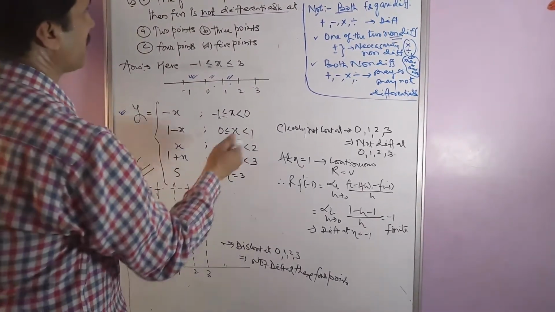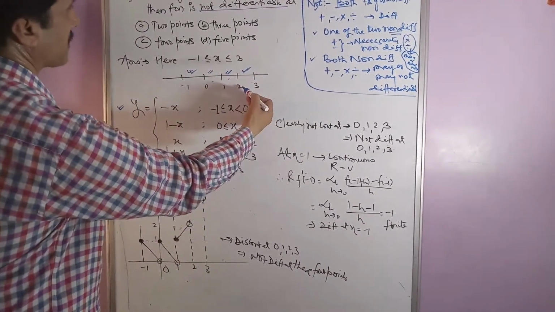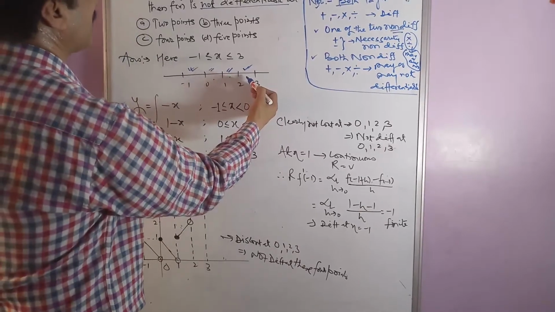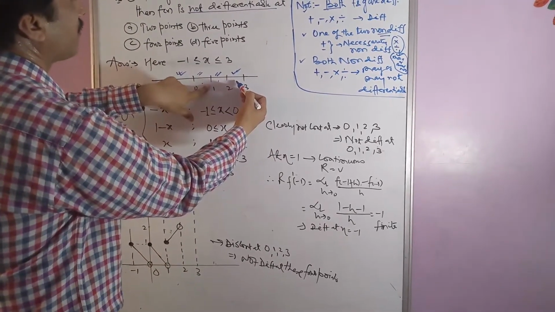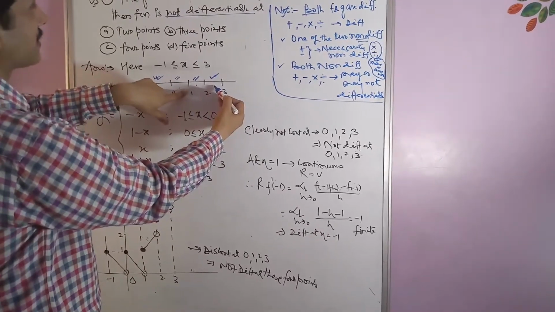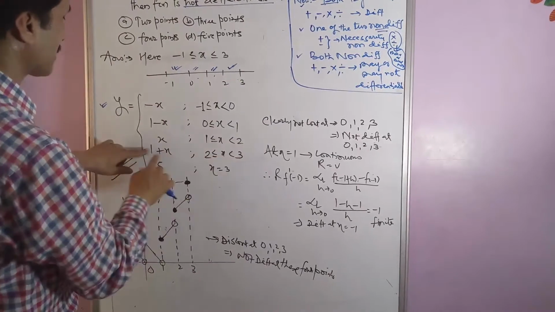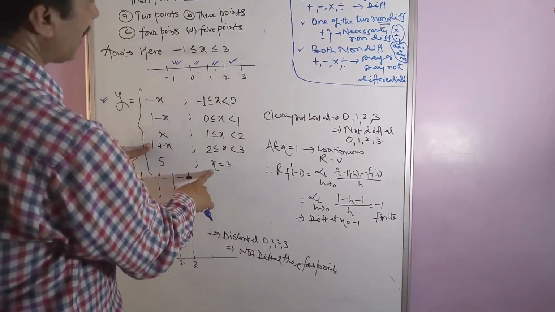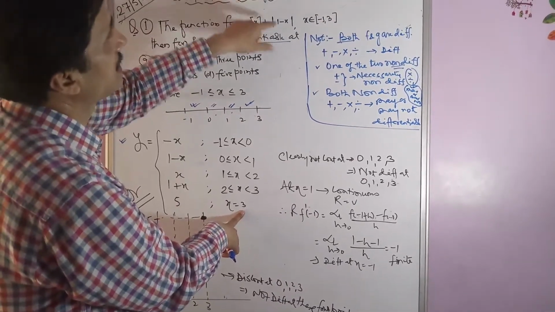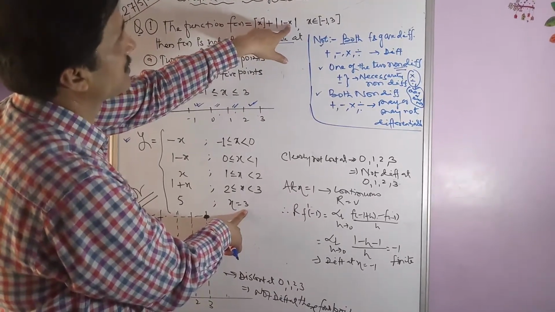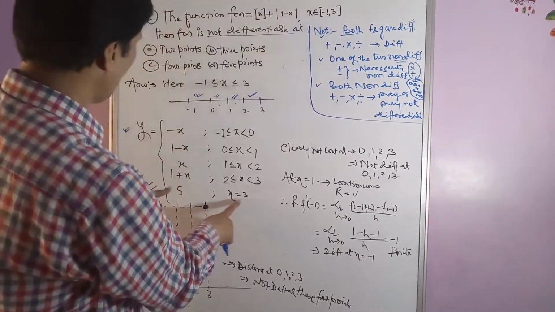When x lies between 2 to 3, the integral part of x is 2, and 1 is less than x, so 1 minus x is negative. After modulus, this will be x minus 1. So in this case, we have 1 plus x. At x equal to 3, the integral part of 3 is 3 and 1 minus 3 is minus 2, modulus of minus 2 is 2. So the value is 5.